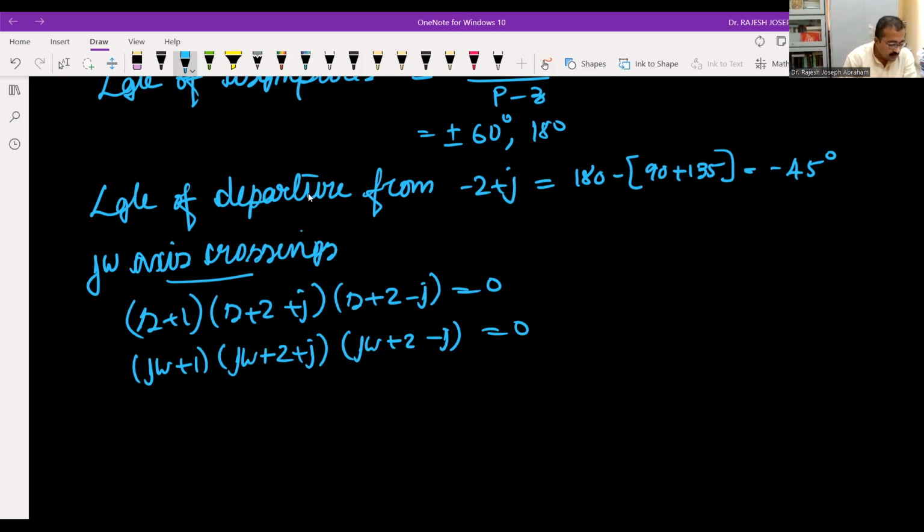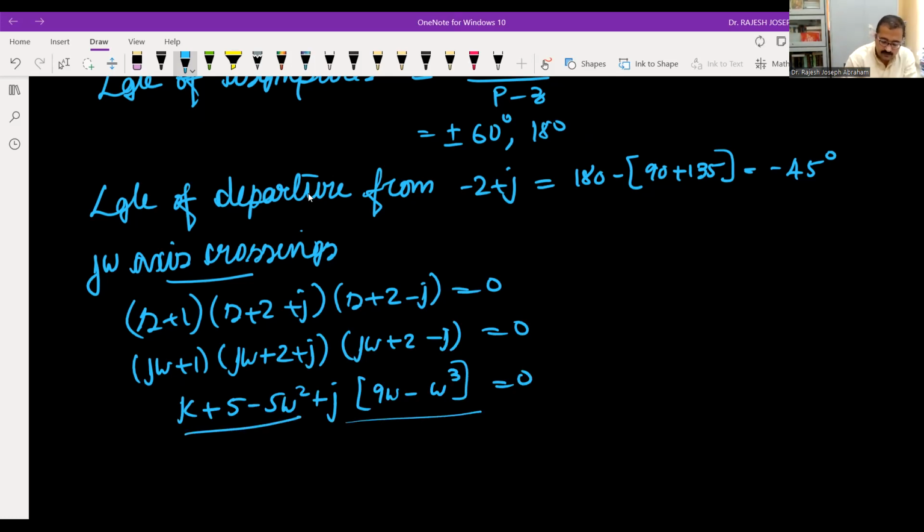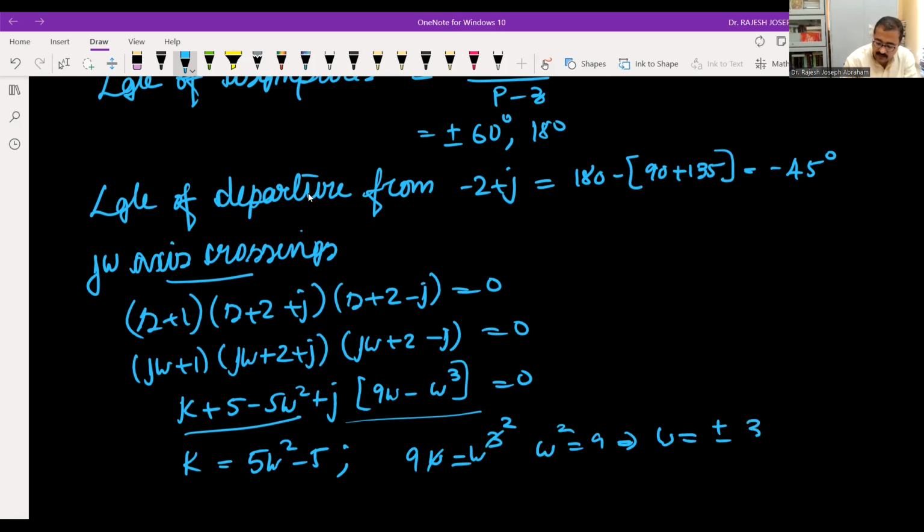So do a simplification, solve this, you will get k plus 5 minus 5 omega square plus j 9 omega minus omega cube equal to 0. Now what is to be done? Equate the real part to 0, imaginary part to 0. So you will get k equal to 5 omega square minus 5, and 9 omega minus omega cube equal to 0, or 9 omega equal to omega cube, that means omega square equal to 9, or omega equal to plus or minus 3 radians per second.